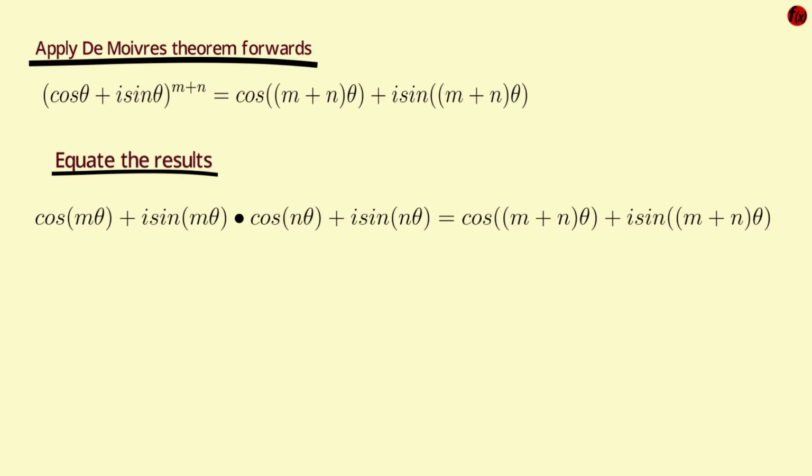The proof uses de Moivre's theorem both to express a and b as powers of cos θ + i sin θ, and then to interpret (cos θ + i sin θ) raised to the power m plus n in polar form.